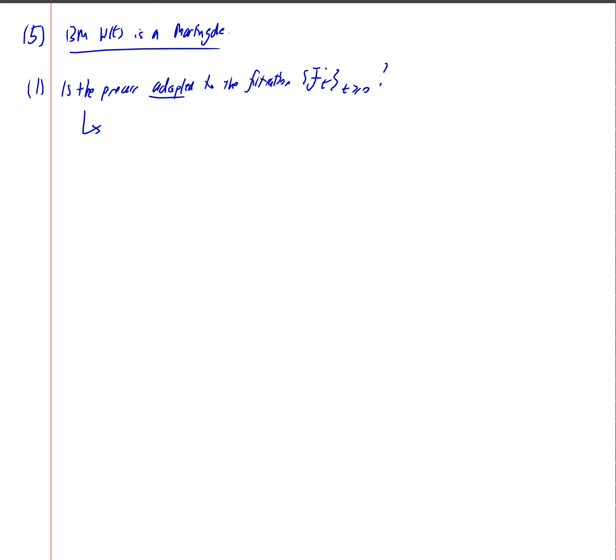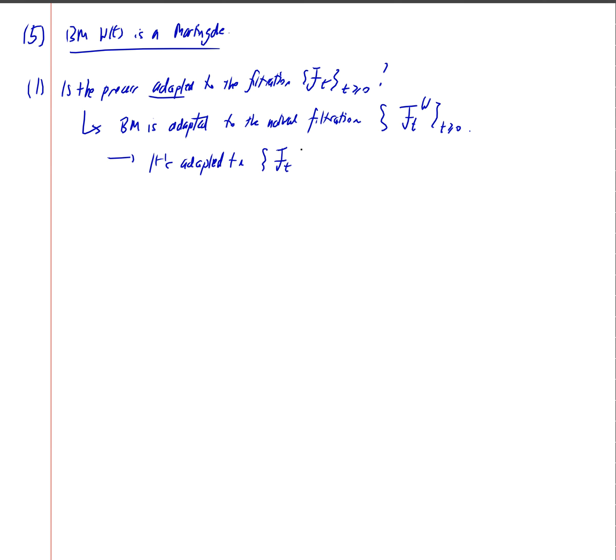Well, we do know that it is adapted because Brownian motion is adapted to the natural filtration of Brownian motion. Right? And since it's adapted to its own natural filtration, it's adapted to this one. So that proves the first part.